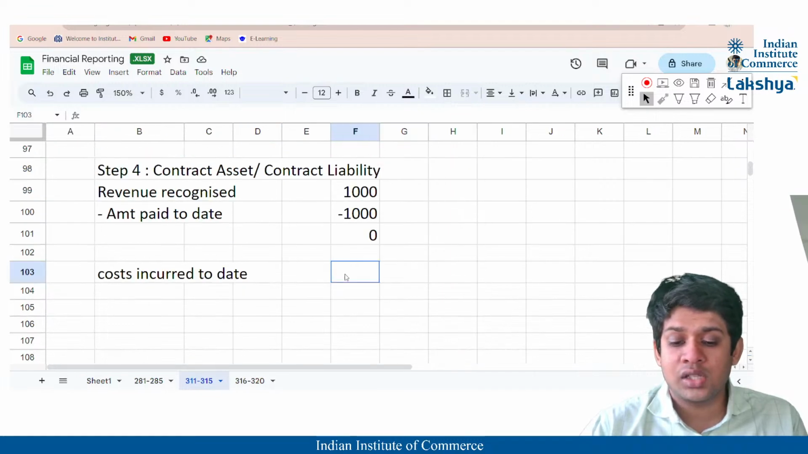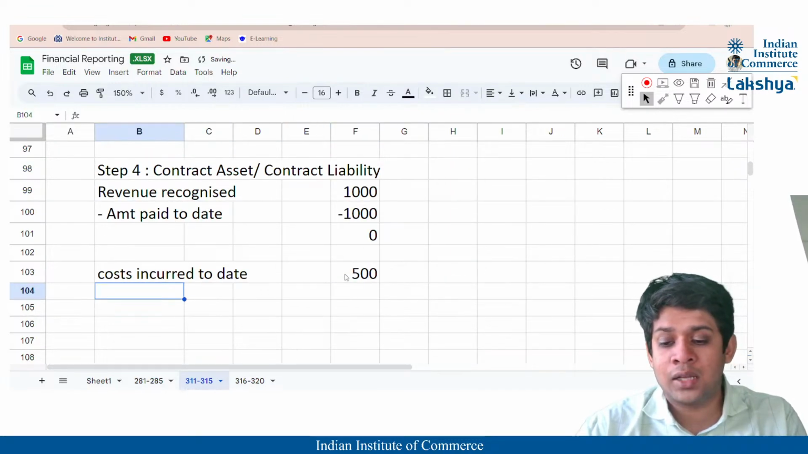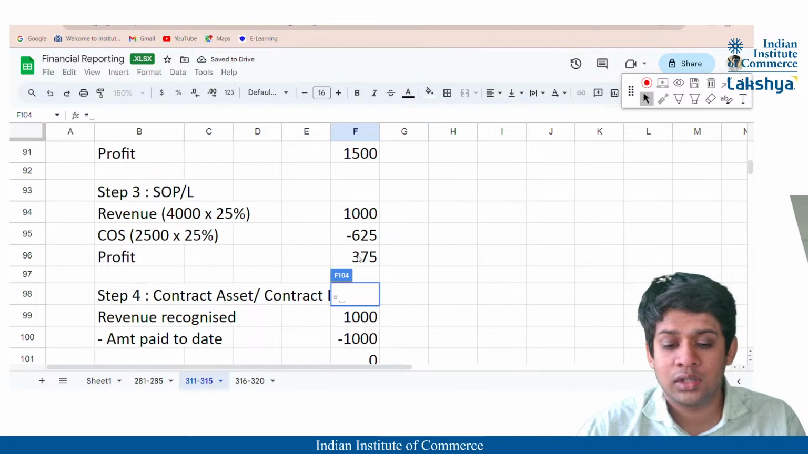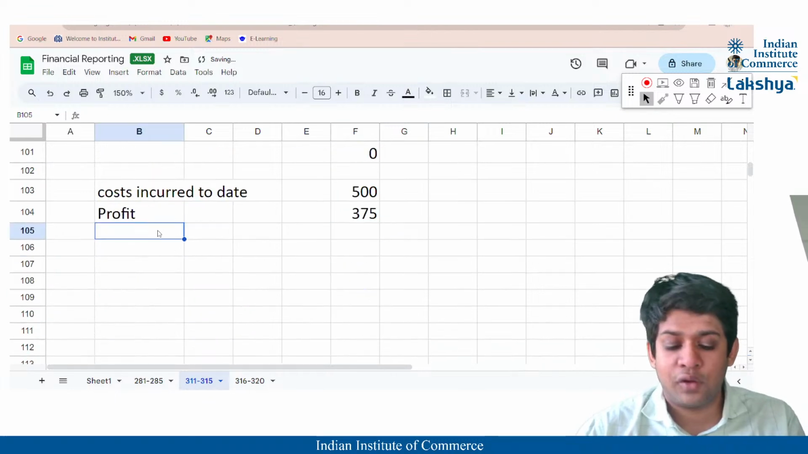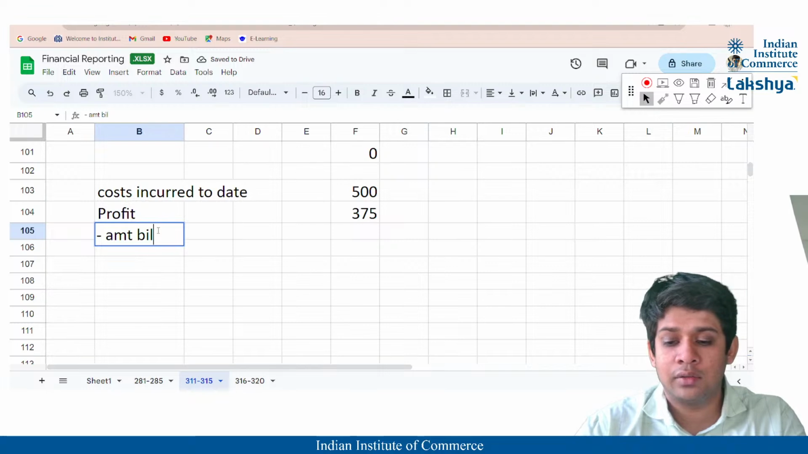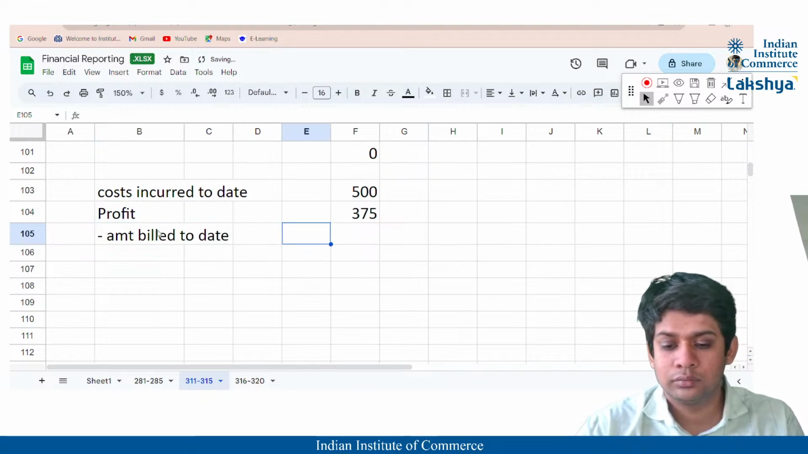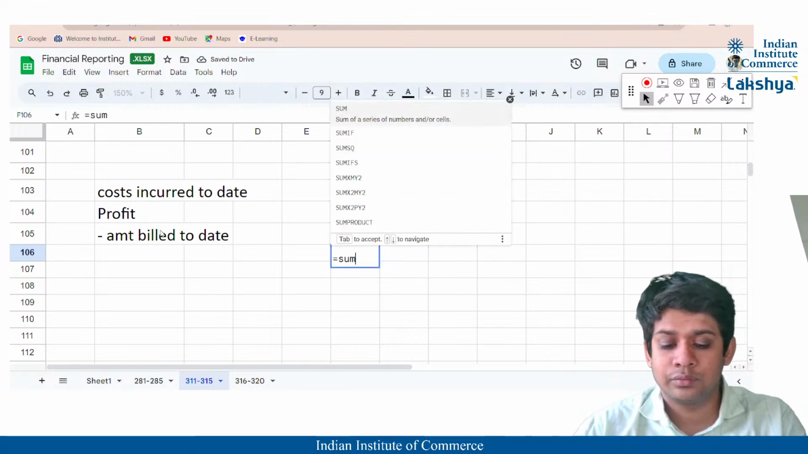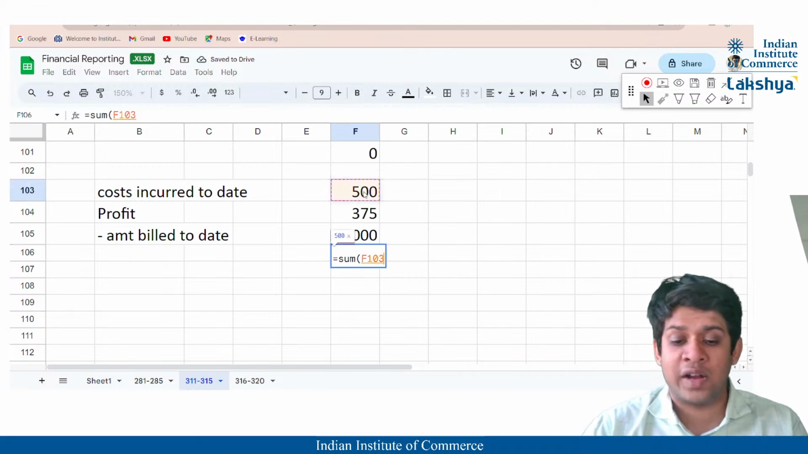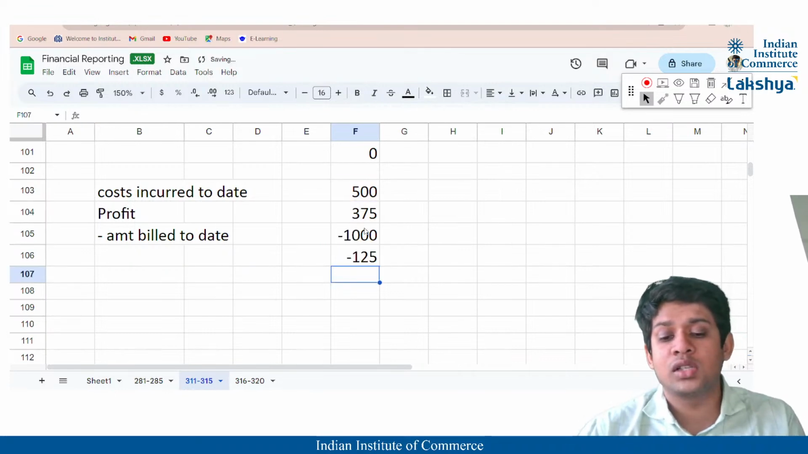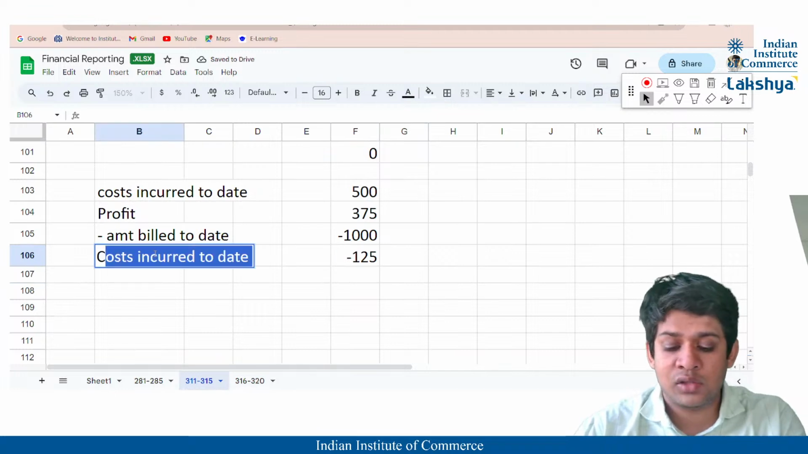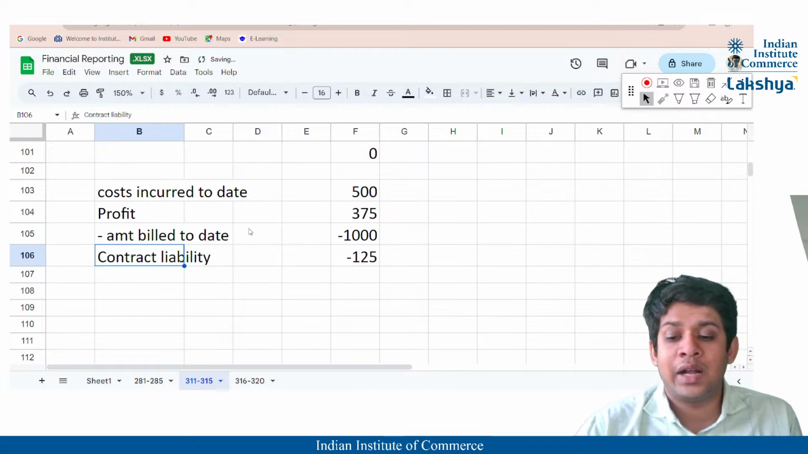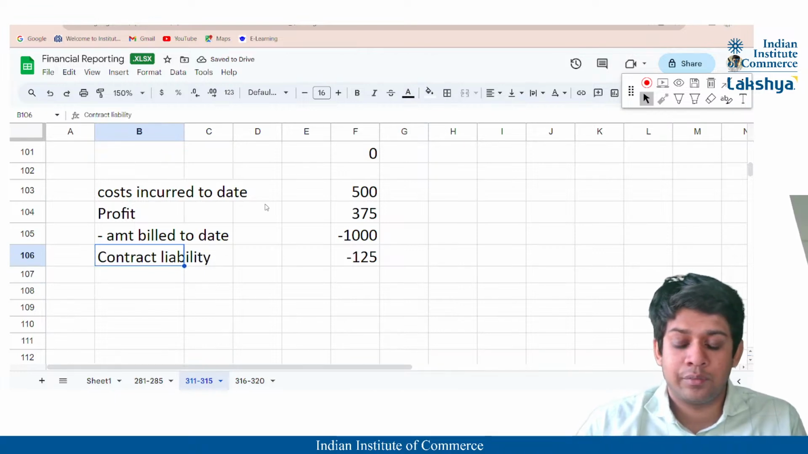How do they recognize the contract asset there? Just look here. Cost incurred to date is 500. You will add the profit that we got to be 375, right? And from this, you're going to deduct the amount billed to date, which is 1000. The customer has paid me 1000, right? So, as per the question, wherever you find this question, it is in the old FR books. You get a negative 125. So that means if it is negative, it is a contract liability because the customer has paid me more, right? But I have not done my duty of 1000 yet, correct?